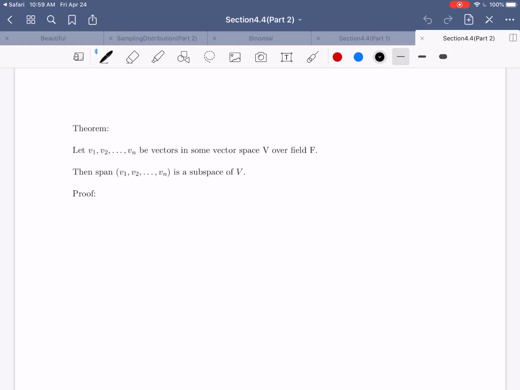So this theorem says we've got these vectors, v1, v2 through vn. So we've got some set of vectors in some vector space V over some field F. And what we're going to try to prove here is that the span of those vectors is not just a set, but it's actually a subspace of V. So, of course, what this means is we need to show that it is closed under scalar multiplication and vector addition. So we need to show span v1, v2 down to vn is closed under vector addition and scalar multiplication.